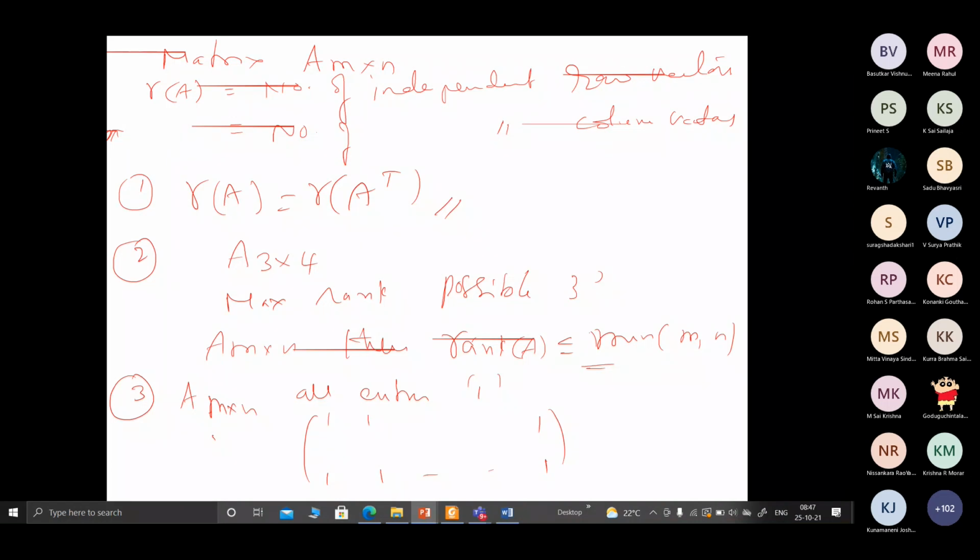That's exactly, because you can eliminate all the rows with the help of the first row. Only one linearly independent row is there, so the rank is 1 only. Got it, sir. That's the point. Okay, some problems like this you can try.